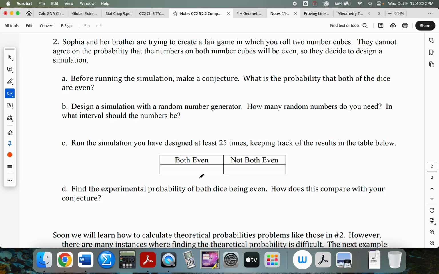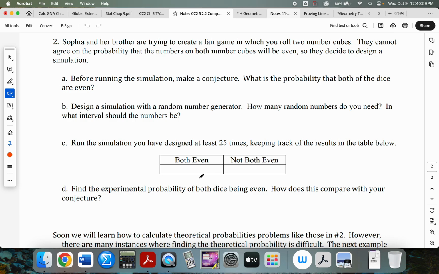So Sophia and her brother are trying to create a fair game in which you roll 2 number cubes. They cannot agree on the probability that the numbers on both number cubes will be even, so they decide to design a simulation. So what do you think the probability is going to be that both of the dice are going to be even?